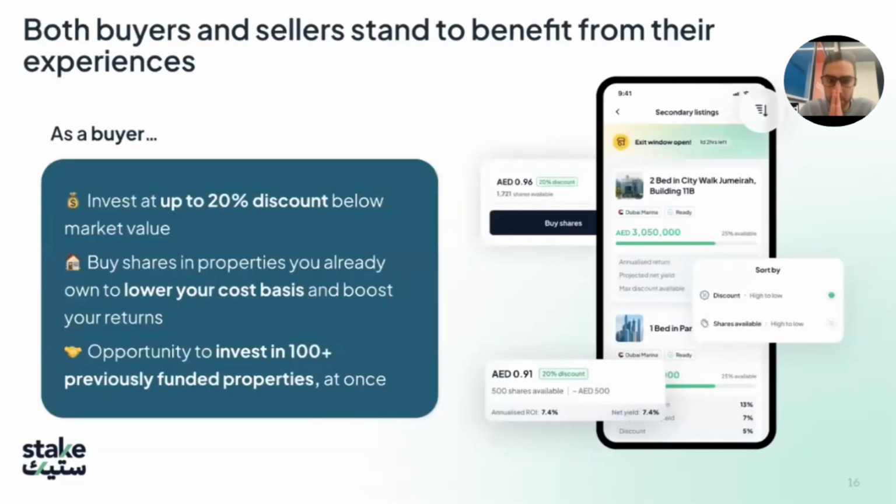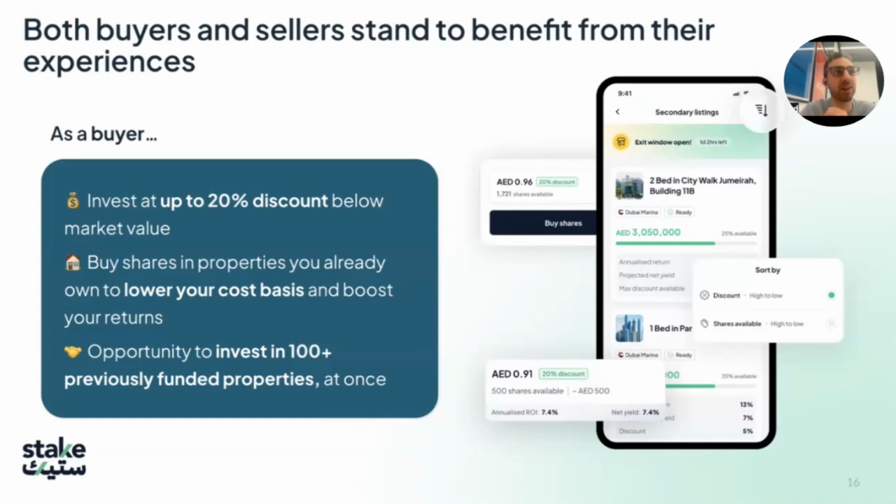Okay, so in the exit window, both buyers and sellers, whether you want to buy shares or sell your shares, you both have reasons to benefit. So I'm going to go through them slowly, first as a buyer and then as a seller. As a buyer, if you go into the exit window, you can buy shares that are listed at a discount. So some shares won't be discounted and some shares will.